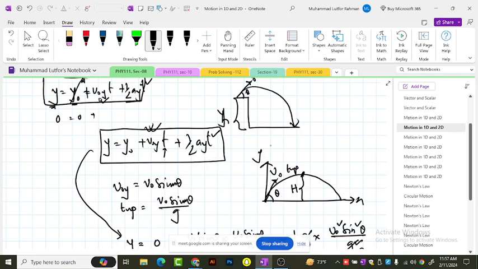Not only that, I can find out at any position on this trajectory what should be its height. If I just know that time over there, I'll be able to find out at any point on this trajectory. If I just know how much time it will take to reach that point, I can obviously find out what should be the height of that point using this equation. That's why this is the most dynamic equation.